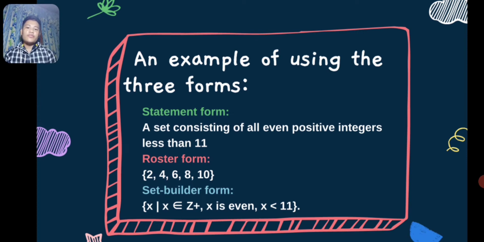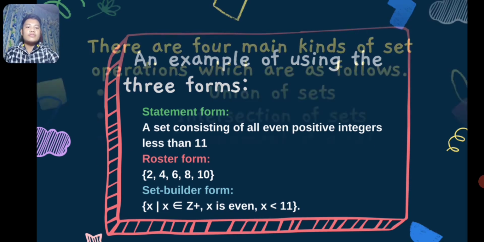In our statement form, this is how we state it as a set: a set consisting of all even positive integers less than 11. In roster form, we include all the elements: 2, 4, 6, 8, and 10. In set builder notation form, we represent an element wherein we need to state an x: a set of x where x is an element of positive integers, where x is even and x is less than 11. That's how the set builder notation is written.